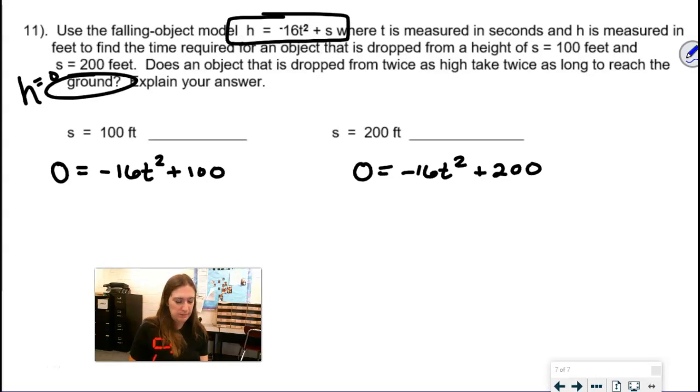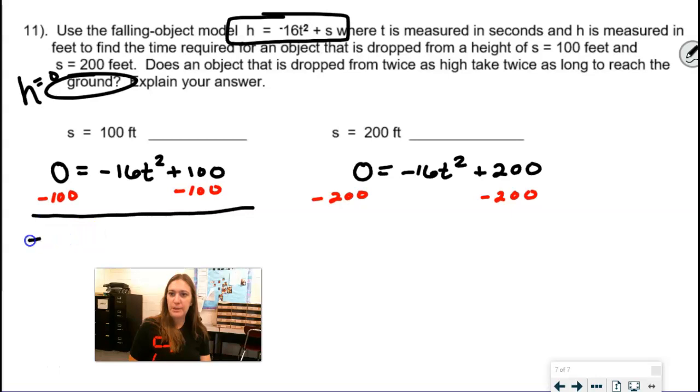Do you have your answer? So I'm about to tell you the answer. No, it's not going to be twice the time. Let's find out why. Mathematically, we're going to subtract 100 here, and over here, we're going to subtract 200. I'm sure you can guess what your next step is going to be. We're going to remove that negative 16 coefficient by dividing.